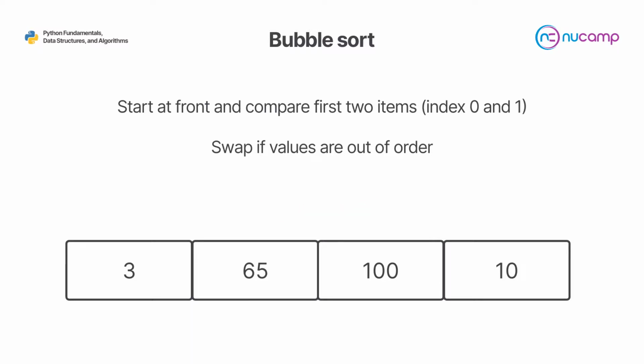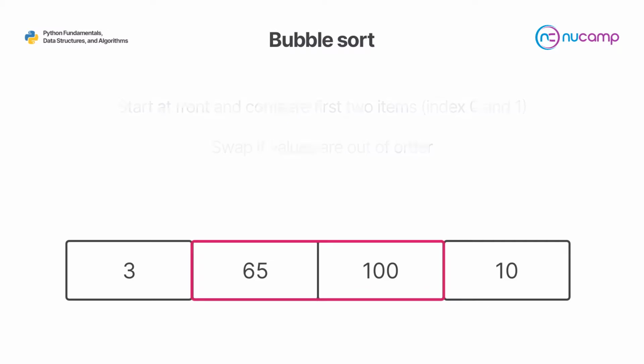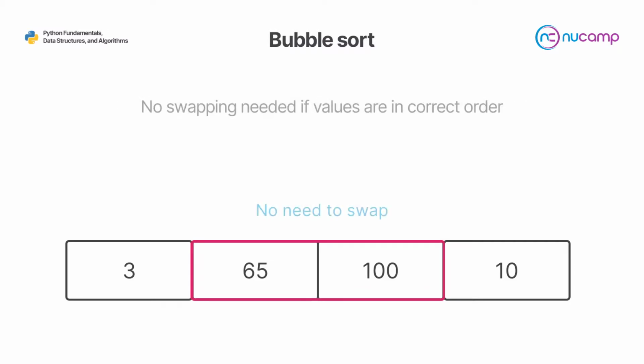Now the algorithm will add 1 to each of the indexes that it's checking, so that now it's checking the values at the first and second position. In this case, that's 65 and 100. Since they are in the correct order, the algorithm does not swap them.